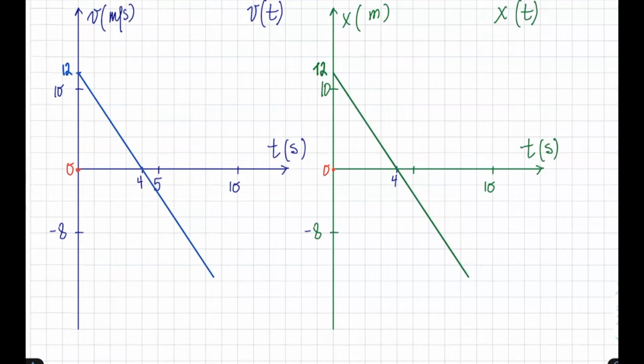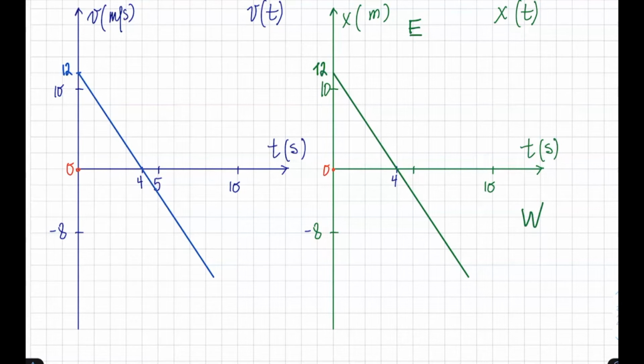Now let's consider another set of graphs. Here we have negative slope in both of them, but it means very different things for these two motions. So we'll start with the one on the right, the green graph. It shows us a negative velocity, meaning that we're going in the opposite direction of what we consider positive. So let's say positive is east, then this is west. So the object is moving in the direction of west.